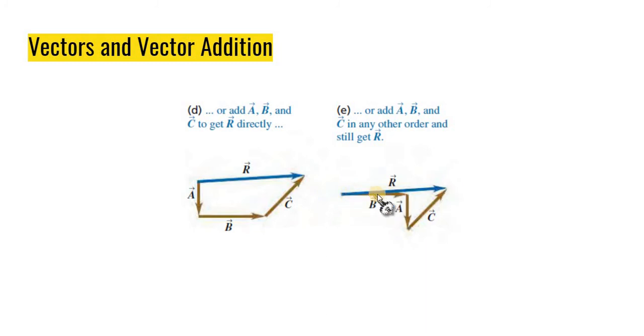Here, you draw vector B first, and then vector A, and then vector C, and then you draw a line from the tail of vector B to the head of vector C, and that is still the same resultant vector that is solved in figure A, figure B, figure C, and figure D. So whichever process you use, you will always get the same resultant vector.